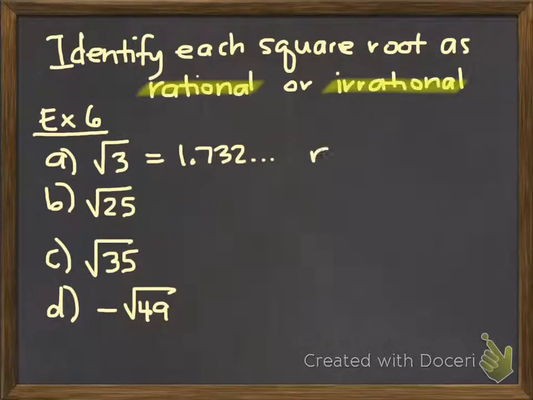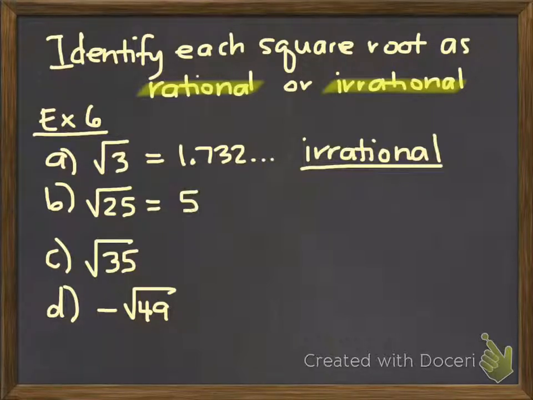So it's irrational. It's irrational if it's a decimal that does not end and does not repeat. Okay, the square root of 25 is 5, and it is a decimal fraction that ends, does not repeat.